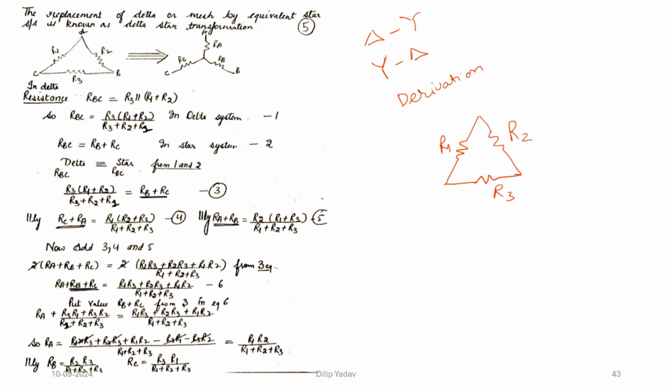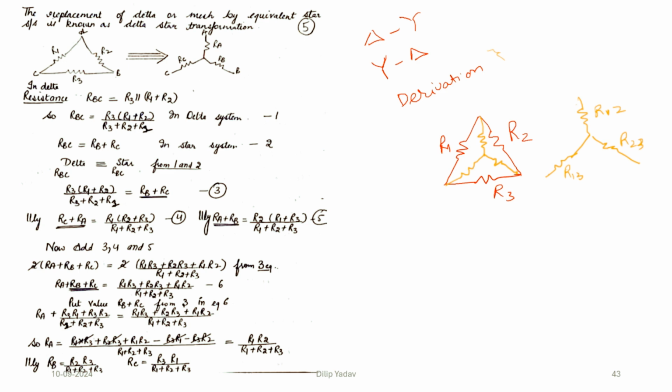So if we are transforming the delta to the star, that means we are going to transform it like this. This will become like this. So the delta has been transformed into the star. The equivalent will be something like this. We can give the resistances any names, R12, R13 and R23. It's my wish; I have given these names.